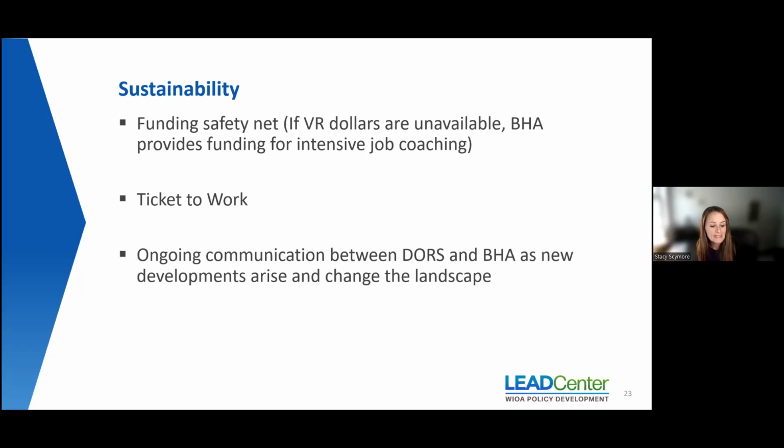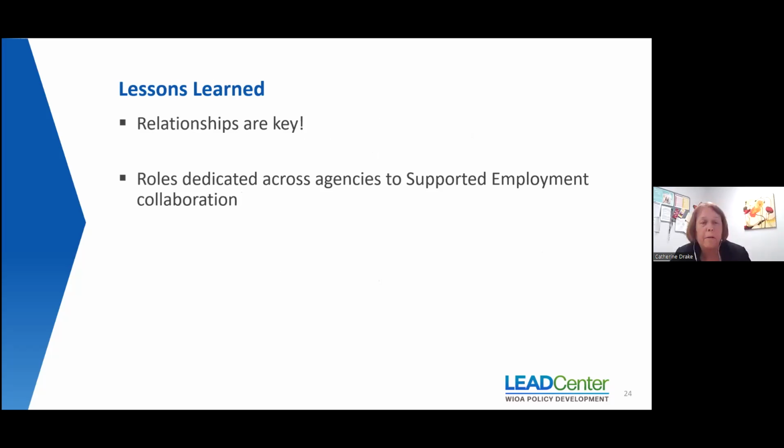Next slide, please. So a couple of the major lessons we've learned. Relationships are key. Implementing a process like this or a funding framework really requires buy-in from the top down. And for the Maryland Division of Rehabilitation Services and the Behavioral Health Administration, we have been able to really maintain that relationship for, like we said before, about 20 years. So the value has to be at the top.